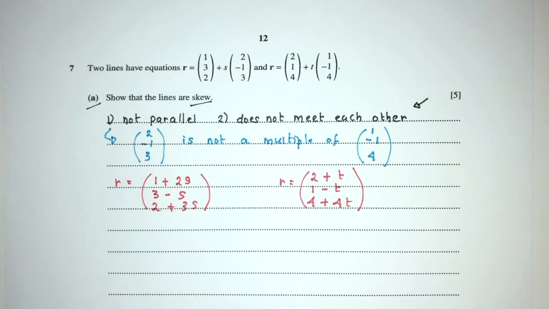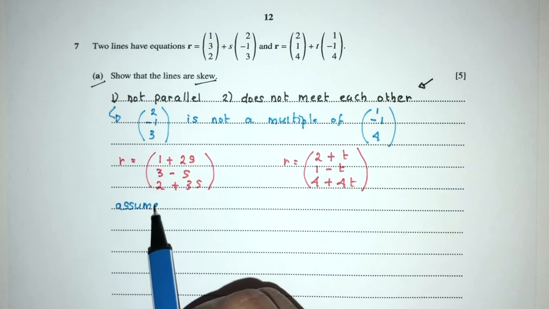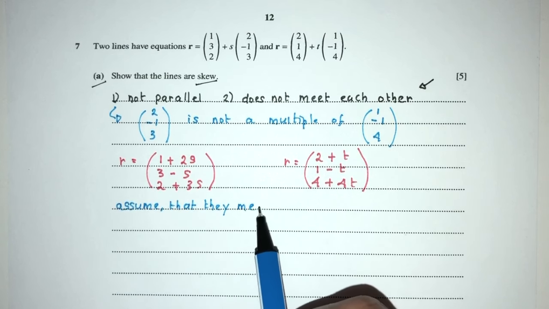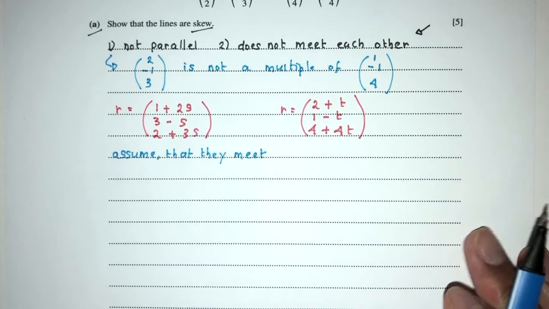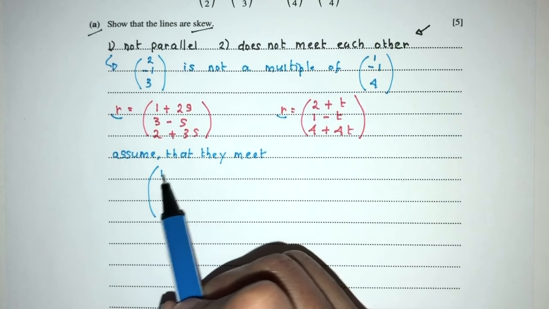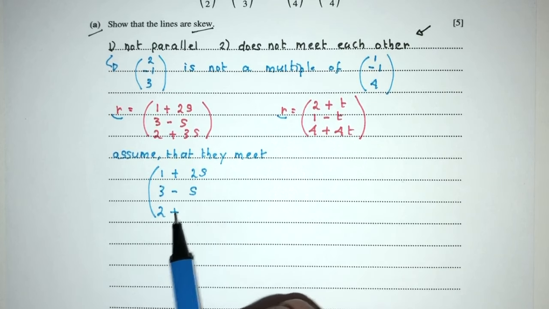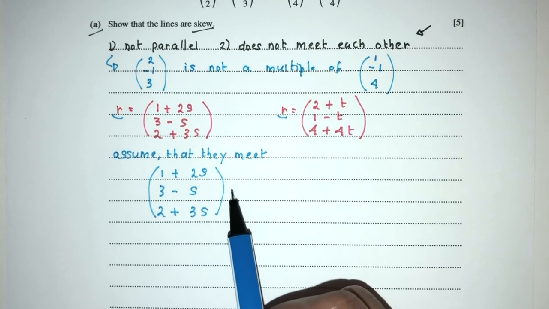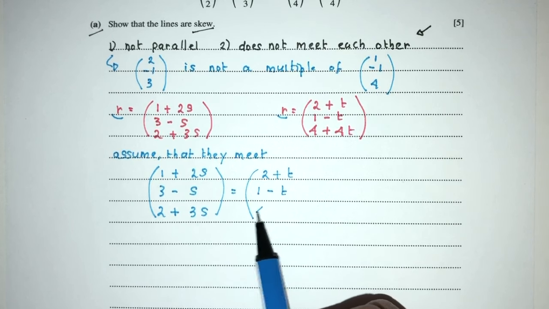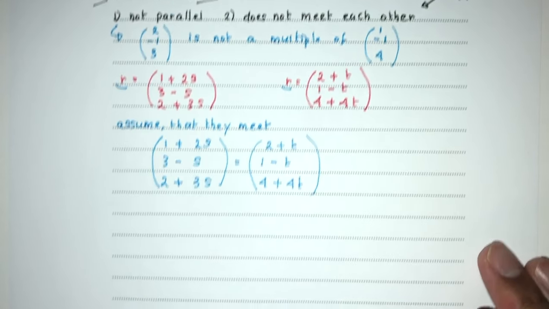Now, for us to prove that they do not meet, we have to first assume that they meet. So what happens when they meet? If they meet, this will be equal to this. Let's do this. That will be 1 plus 2s, 3 minus s, 2 plus 3s equal to 2 plus t, 1 minus t, 4 plus 4t. So let's equate and see if all the equations are valid or not.